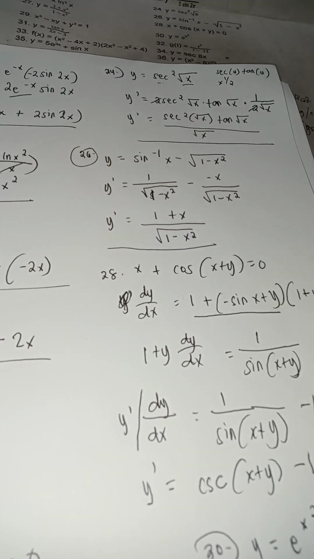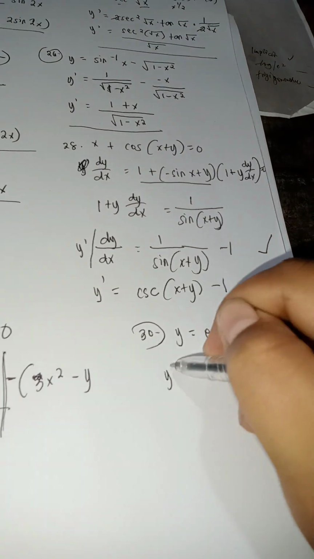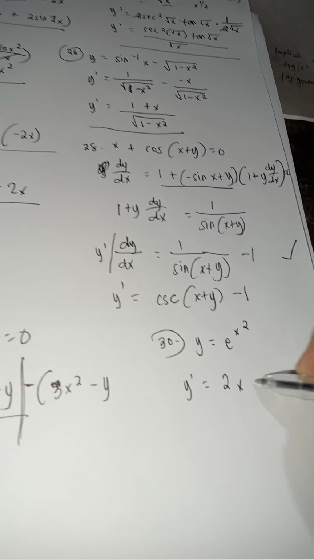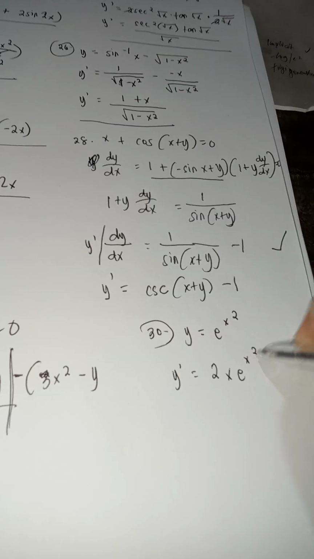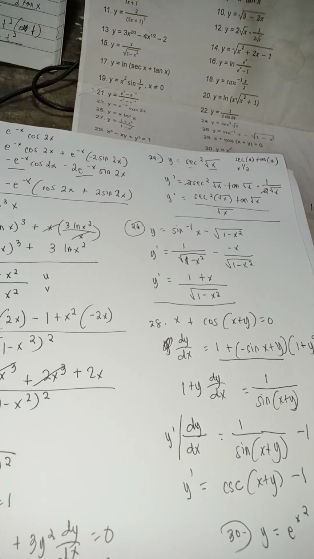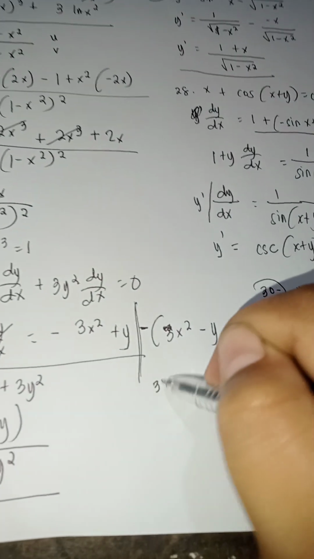So, in solving this number 30, use the chain rule, differentiate the exponent. Okay? So, our final answer for this is equal to 2x e to the x squared. So, our final answer. For number 31, we have here number 31.